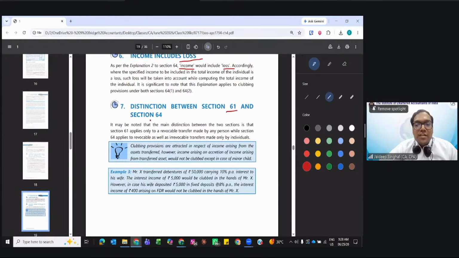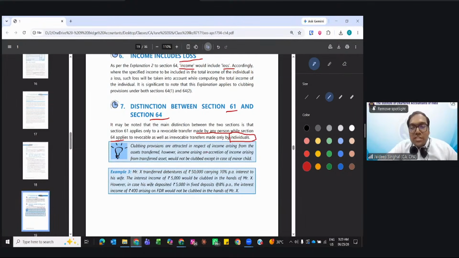Distinction between section 61 and 64 that I've already told. 61 applies for all the persons, by any person, and 64 is about the spouse and the minor persons. Now spouse will be only of the individuals, not of the companies. Minor children will also be of the individuals only. So section 64 is applicable only to the individuals. Clear?